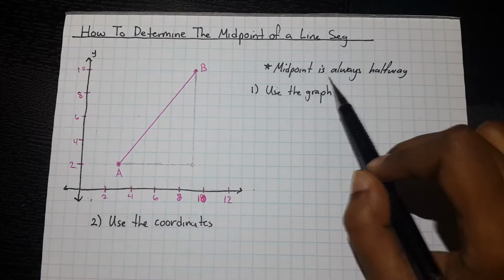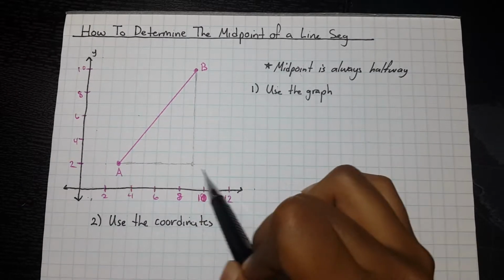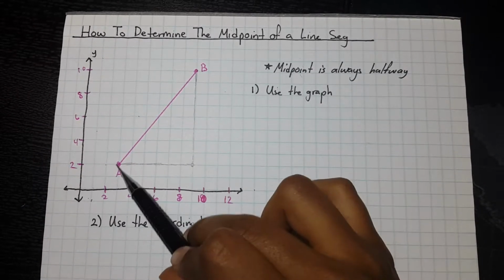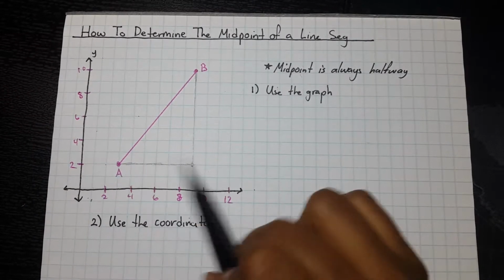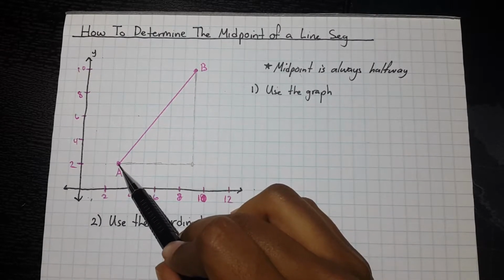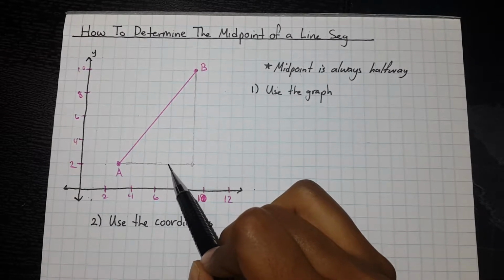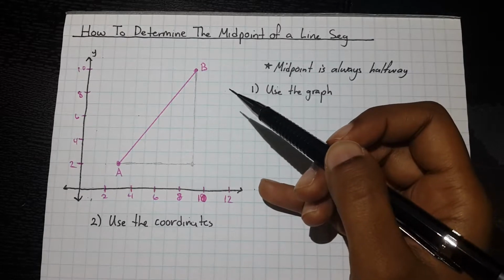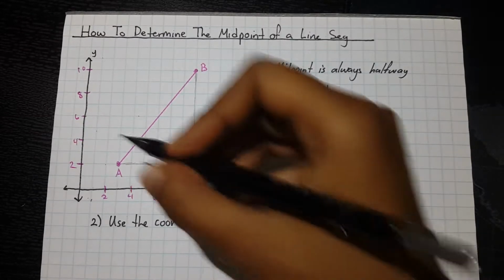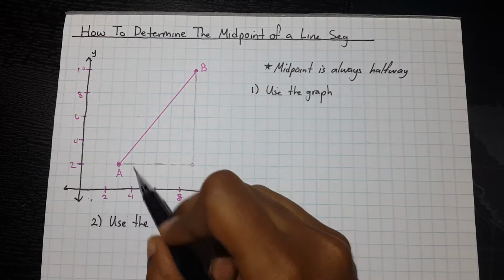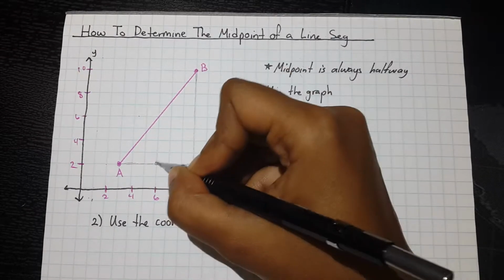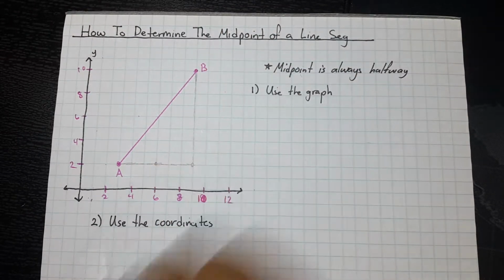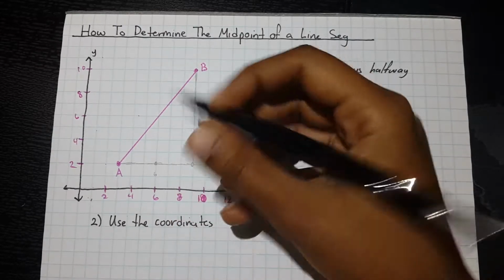So because the midpoint is the halfway point, we just want to go halfway from the left point to the right point. So I know this is 1, 2, 3, 4, 5, 6. I know the total distance is 6, and half of that is going to be 3 units in. So 1, 2, 3. This point is going to represent my x-coordinate. This turns out to be 6.